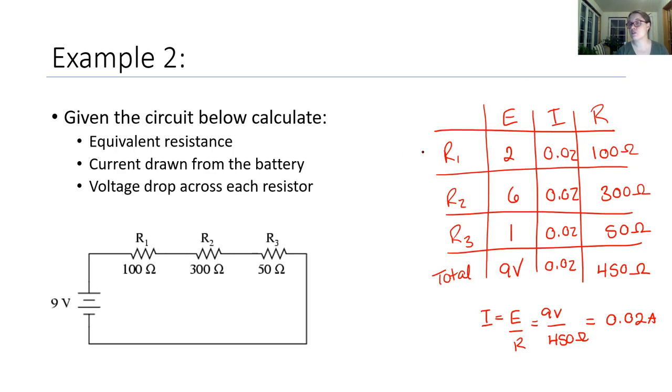So for each line across, I'm using Ohm's law. As I add things down the column to get my total, I have to think of Kirchhoff's laws. Kirchhoff's law says current is the same, resistance adds, and voltage adds. And then we use Ohm's law to go horizontally. Hopefully that makes sense to you.